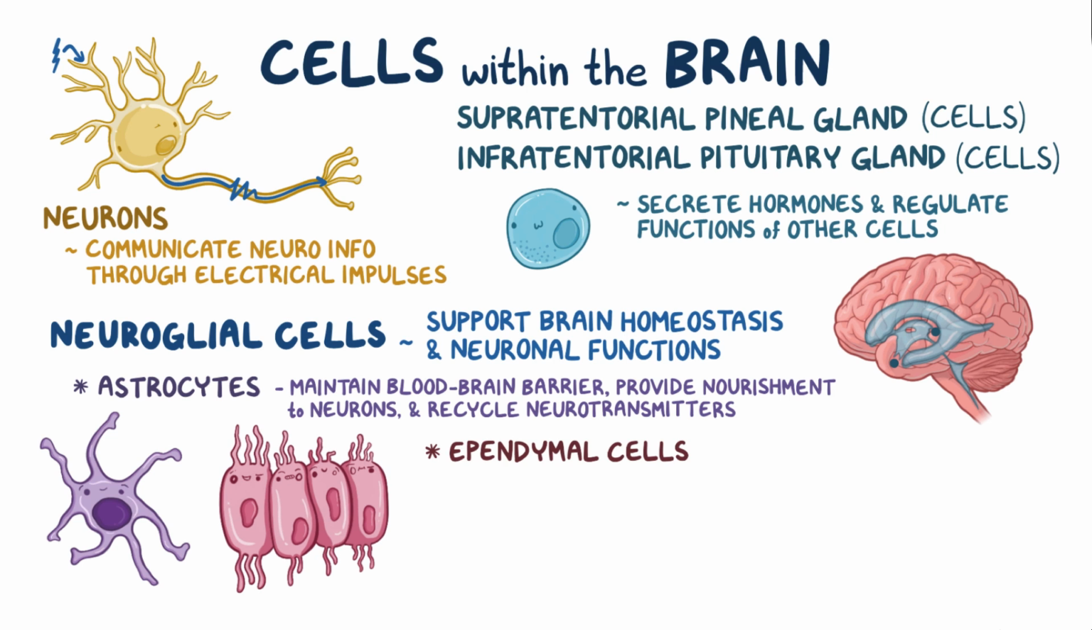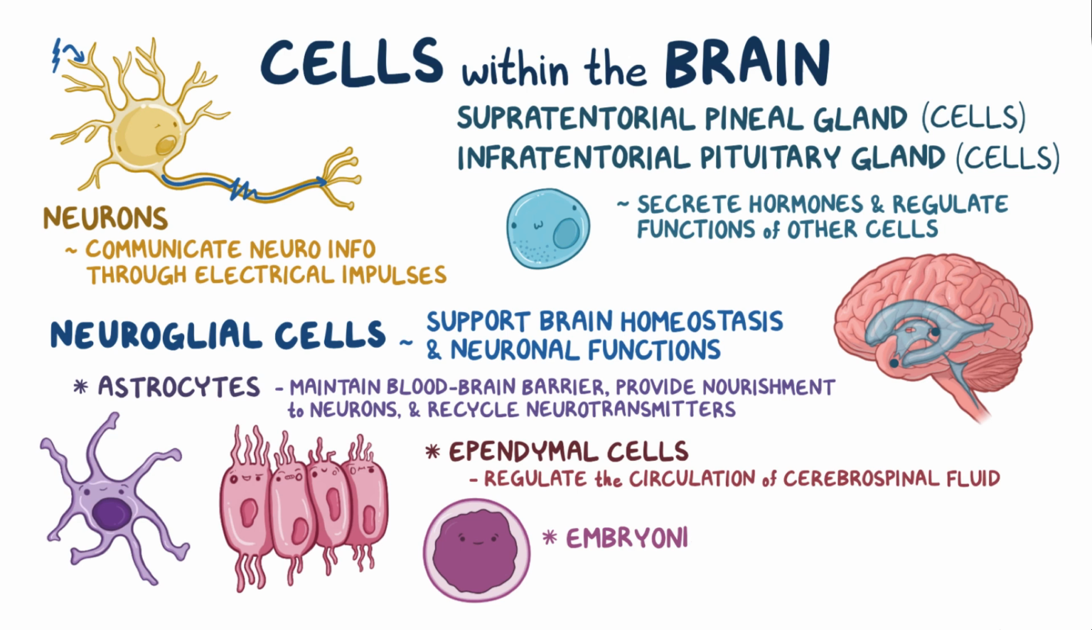Ependymal cells are also neuroglial cells, and they're cuboidal to columnar, so square to rectangular shaped, ciliated cells that line the ventricles and central canal. One of their main roles is to regulate the circulation of cerebrospinal fluid. Some brain cells have a limited ability to be replaced, especially during injury, and they do it by having undifferentiated stem cells, called embryonic stem cells, in the brain activate and mature into specialized cells.